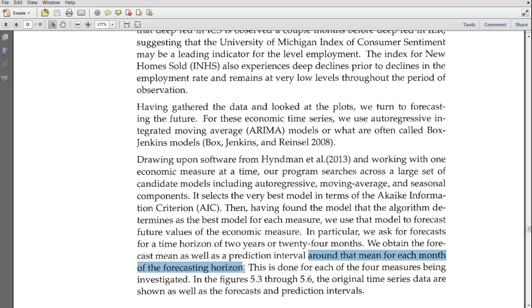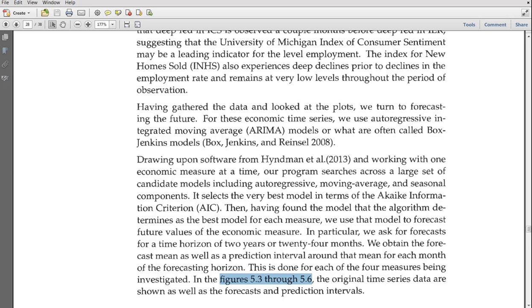of the forecasting horizon. So we're not just going to predict 1 year, we're going to predict 1 month in the future, 2 months in the future, 3 months in the future, and 4 months, and so on, into the future. Now, as we go further into the future, we expect that the uncertainty will be increasing, right? So that means that the interval will be expanding around the mean, and you'll see that in the pictures here. So he says look at figures 5.3 through 5.6.